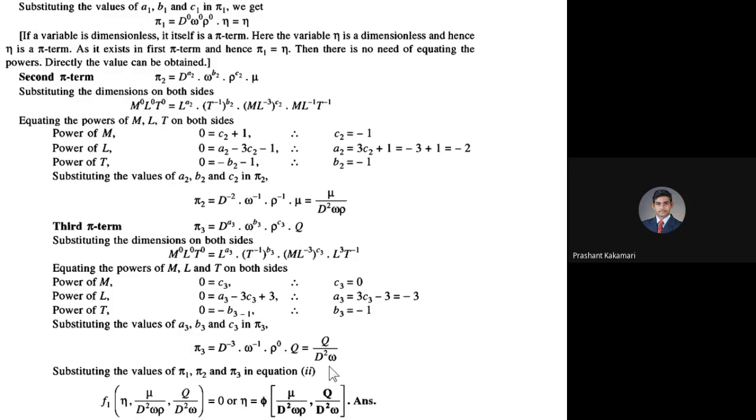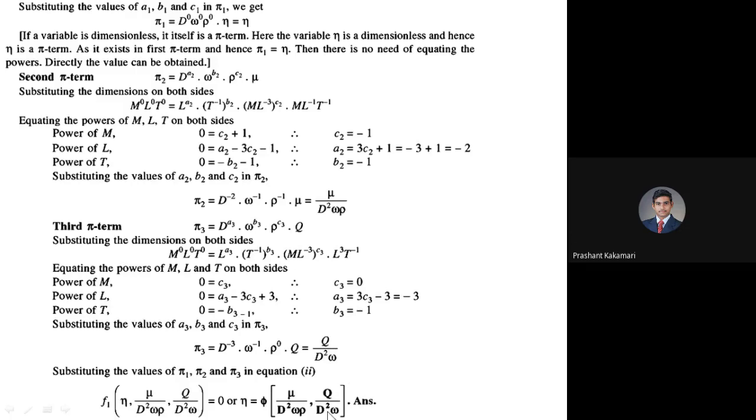So taking the pi 1 term as efficiency, pi 2 term as mu by d square omega rho, and pi 3 as Q by d square omega, I will write efficiency equal to a function of pi 2 and pi 3, because we need to find efficiency as a function of pi 2 and pi 3. What is pi 2? Mu by d square omega rho is written here. Next, the pi 3 term is Q by d square omega, written here.